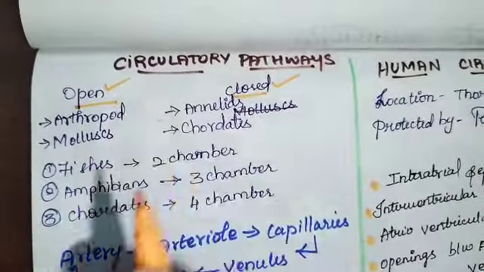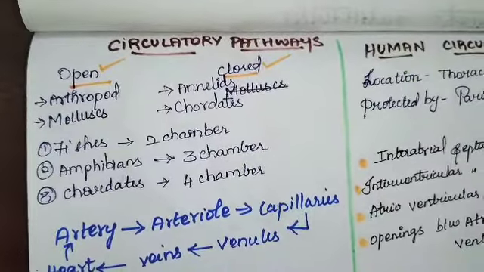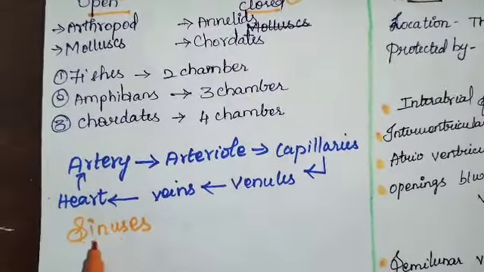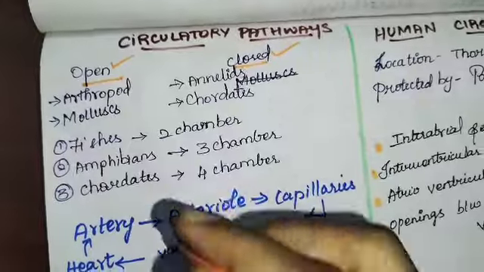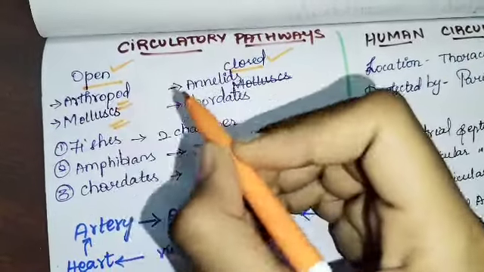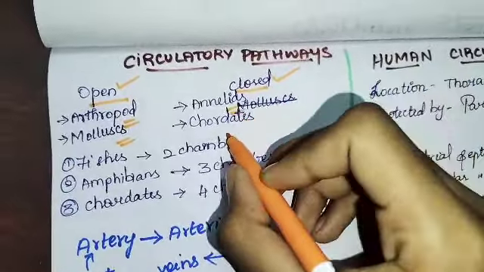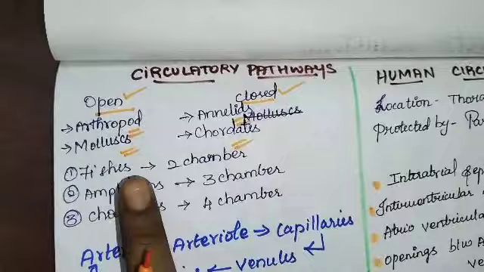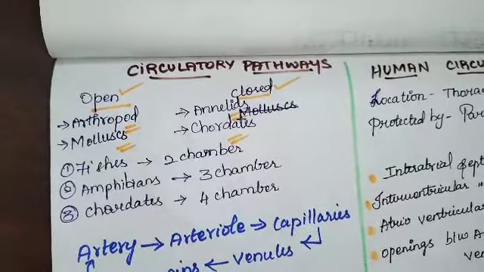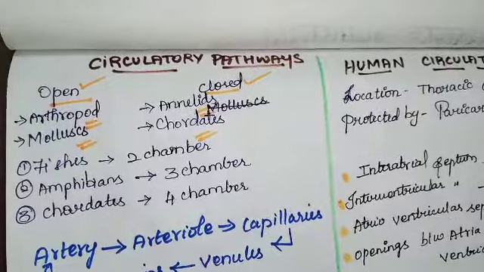In the open circulatory system, there is direct flow to the body tissues or body cavities, and these cavities are known as sinuses. Examples of the open circulatory system are arthropods and mollusks. And in the closed circulatory system, we have annelids and chordates. In the heart, we have different chambers. In different organisms, the chambers vary.